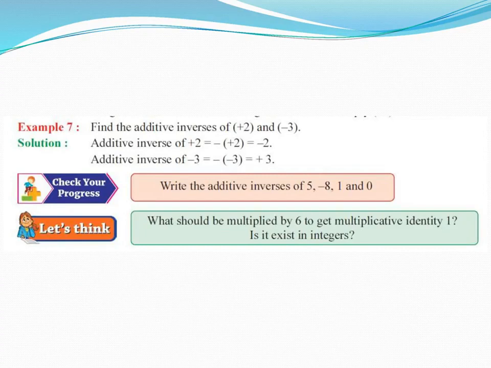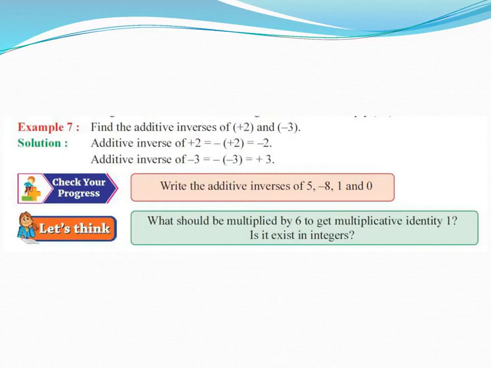Okay students, observe in your textbook Example 7. Find the additive inverse of plus 2 and minus 3. So you can write the additive inverse of the given integers. What are the given integers? The first integer is plus 2. So what is the additive inverse? If the given integer is positive, you give the same integer with the opposite sign. So the additive inverse of plus 2 is minus 2.